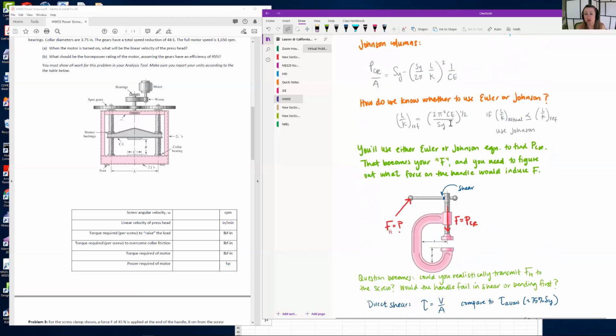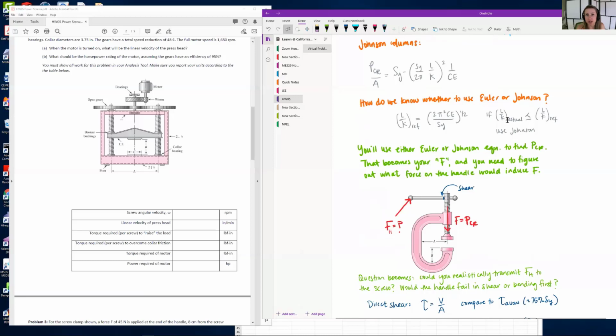And then the next question, how do we know whether to use Euler or Johnson for our PCR calculation? So remember, you calculated a reference slenderness ratio, and you used that reference slenderness ratio to compare to the actual slenderness ratio to determine if you had an Euler or a Johnson column. So your reference slenderness ratio, in the book it's called L over K1, and that was always a little bit weird to me when I taught 328, so I would just say reference equals 2 pi squared CE over SY to the 1/2 power. So that's your reference value.